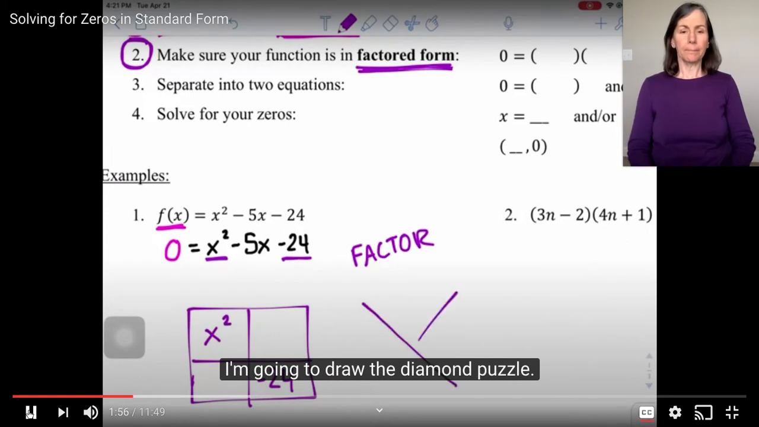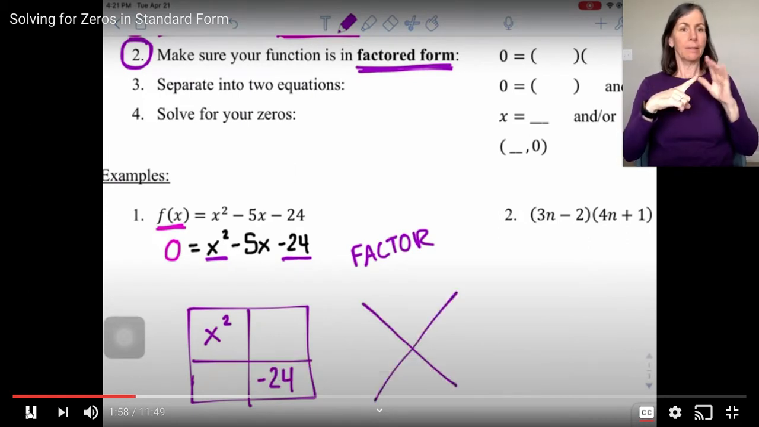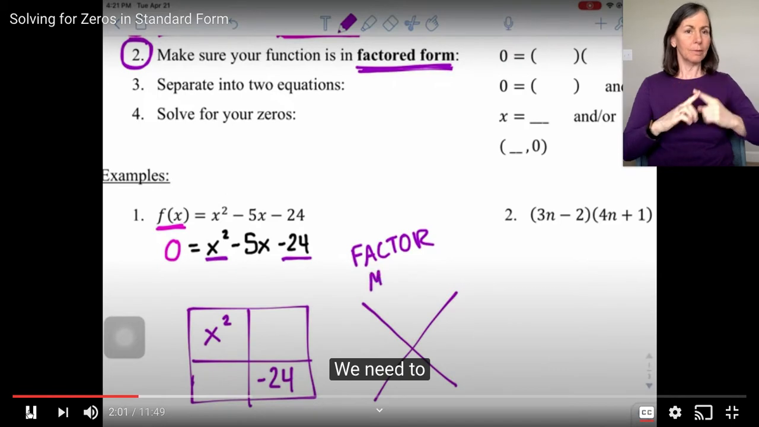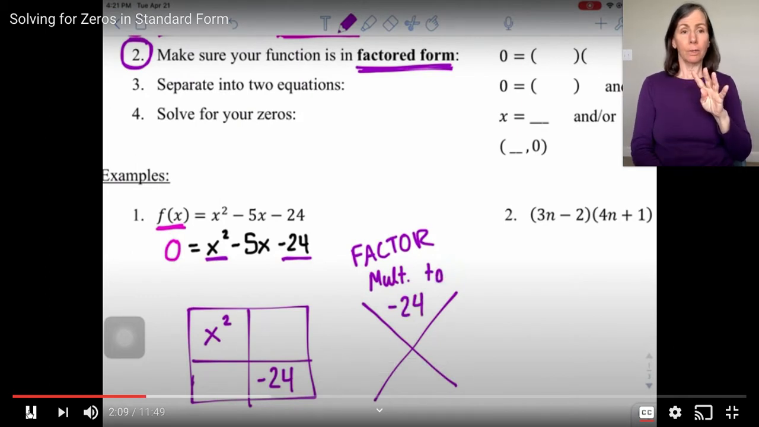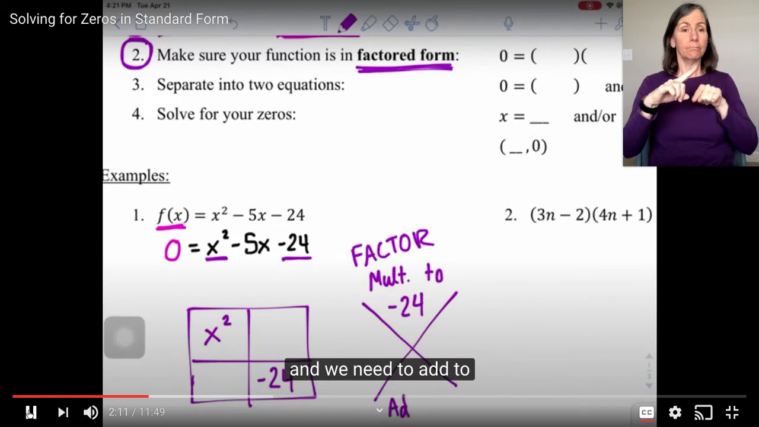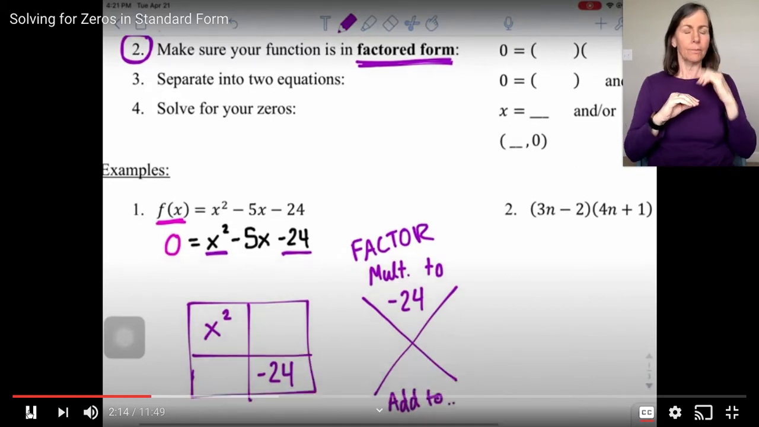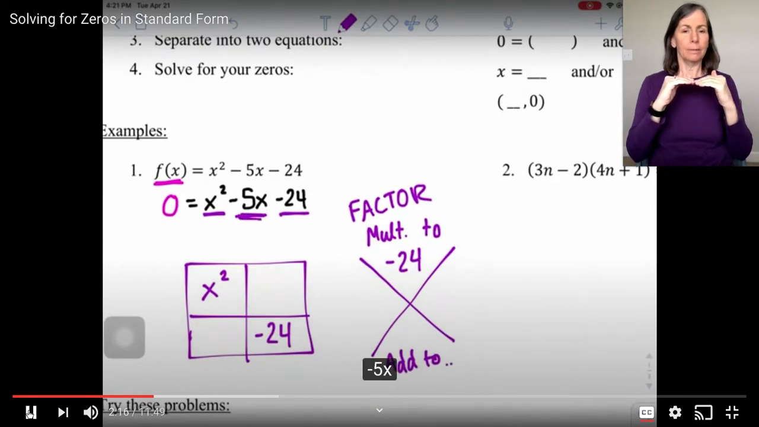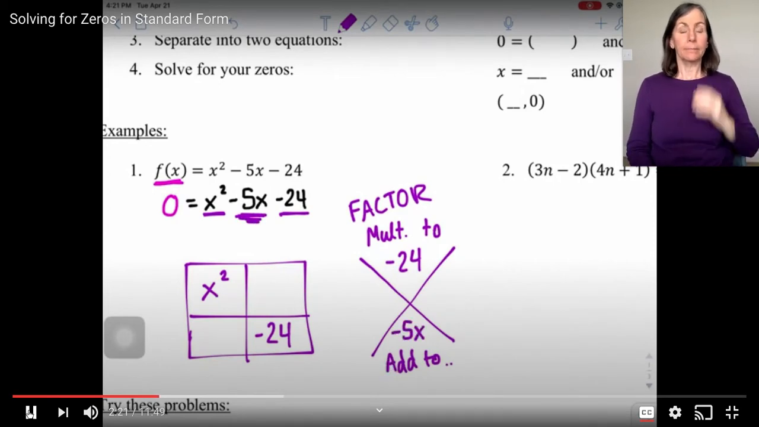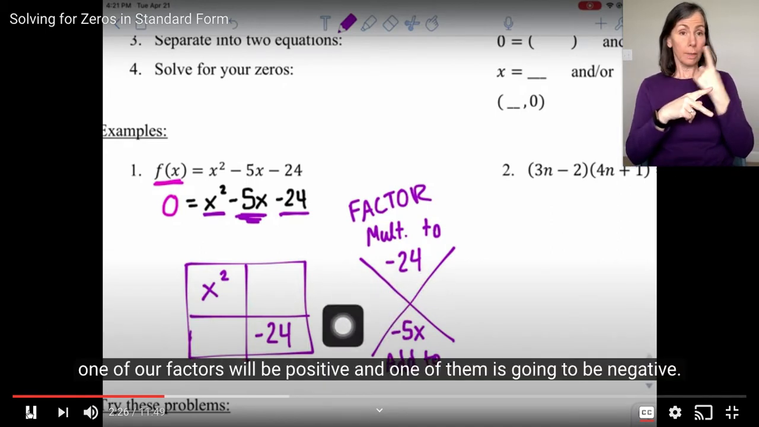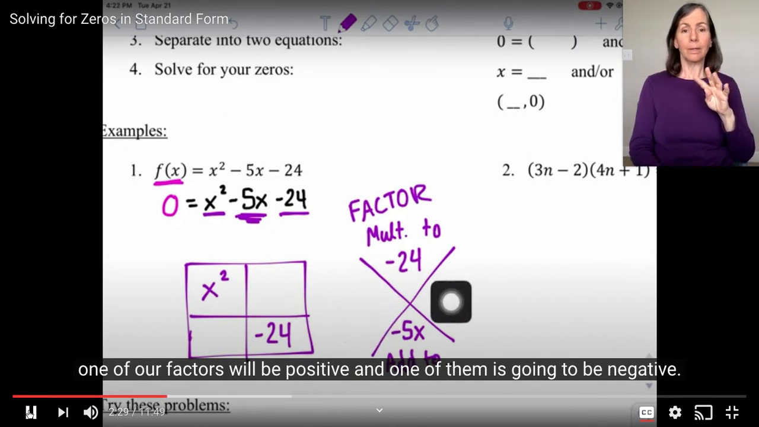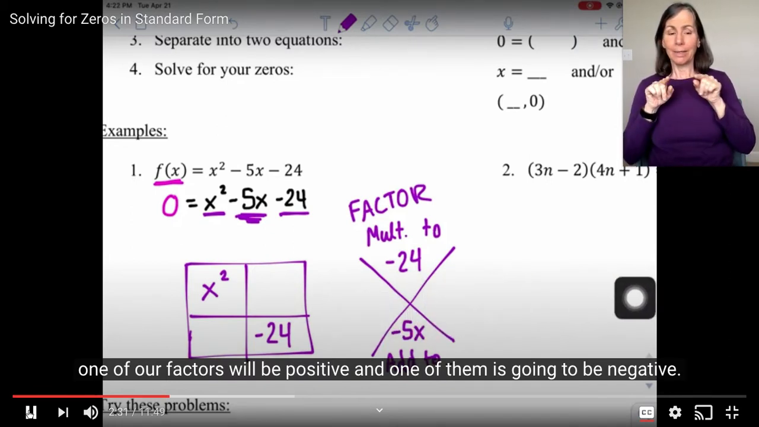I'm going to draw the diamond puzzle. We need to multiply to negative 24, and we need to add to negative 5x. Because we multiply to negative 24, one of our factors will be positive, and one of them is going to be negative.